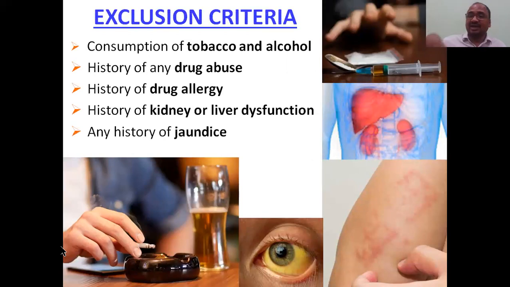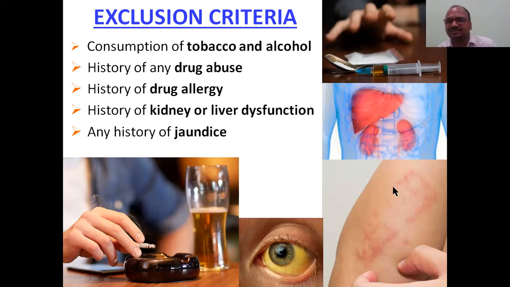Exclusion criteria. After selection of volunteers, you ask them if anybody consumes tobacco or alcohol, you exclude them, remove them. They are not fit for these tests. Consumption of tobacco, consumption of alcohol, both. Not only both, even a single one also. Only a smoker, not alcohol, or only an alcoholic, no smoking, you also don't want them. History of any drug abuse: if it is present in the history also, don't select.